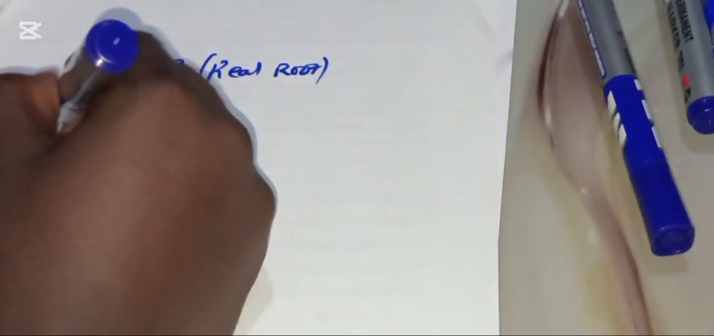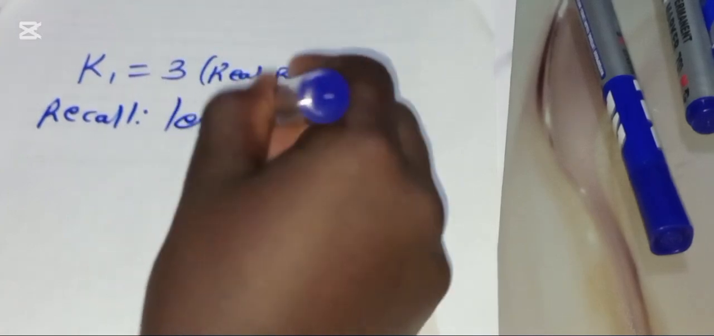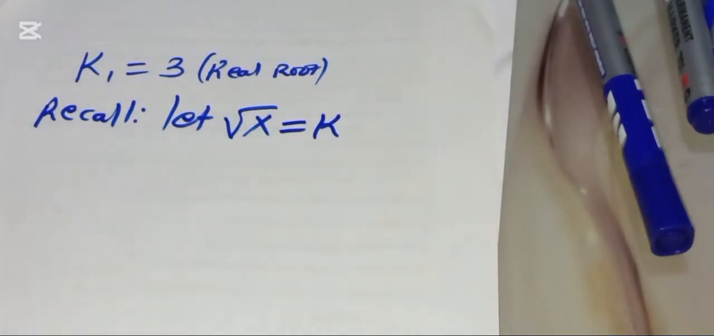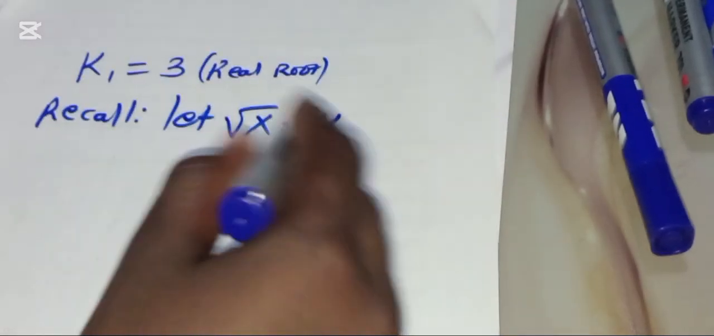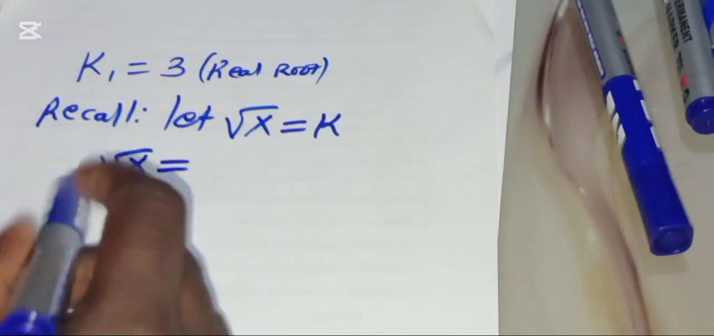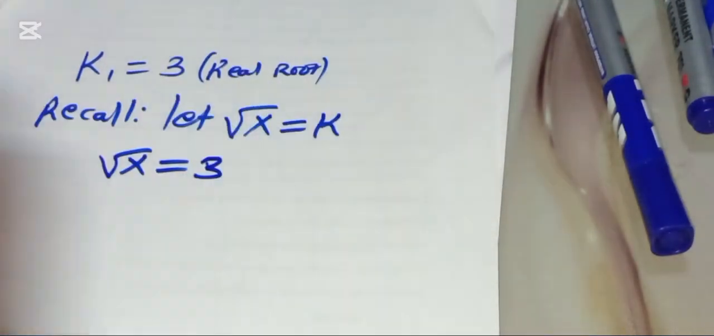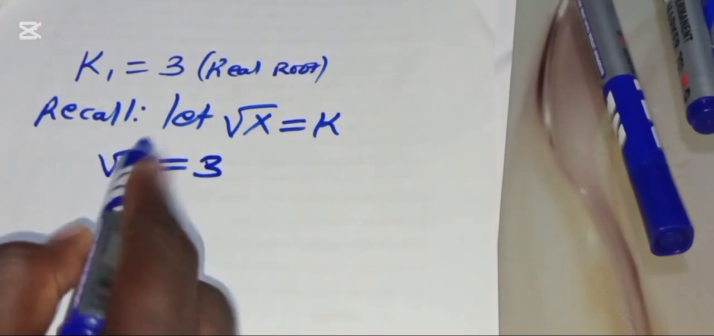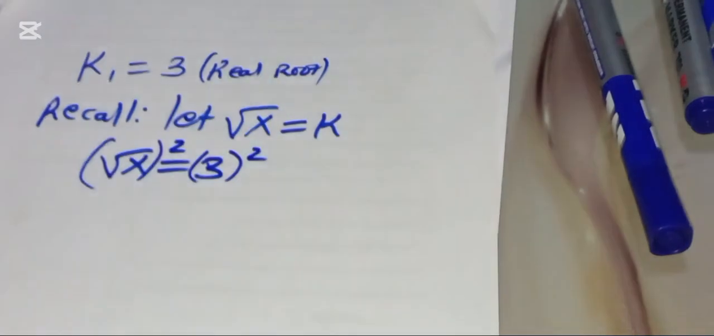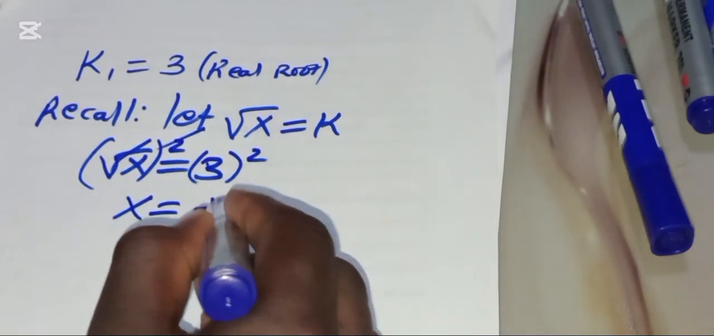And if you recall, we said let the square root of x be equal to k. Given this assumption, we'll have the square root of x is equal to k, which is equal to 3. Now to solve for the value of x, we square both sides, so that x is equal to plus or minus 9.